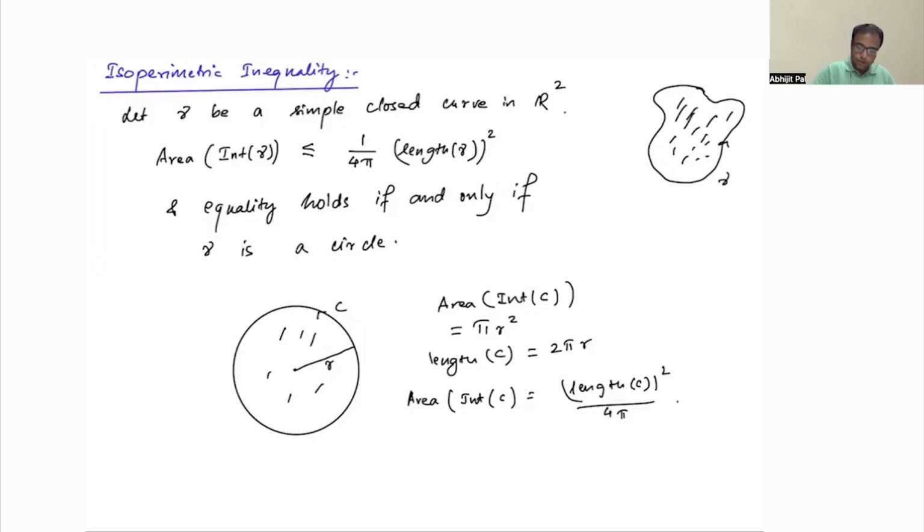In order to prove this, we'll need some theorems like Green's theorem and Wirtinger's inequality. First we'll go through those and then we'll come to the proof of this isoperimetric inequality. So let me first state Green's theorem.